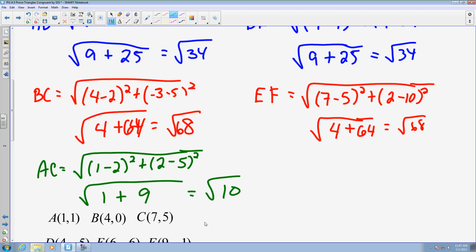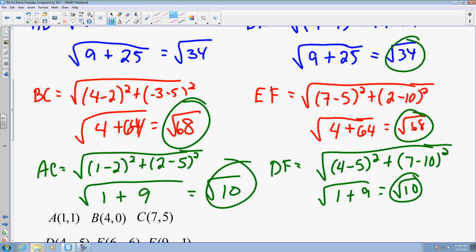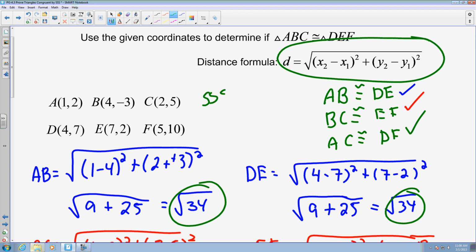And then finally, I'm looking at DF. Go over here. I write 4 minus 5 squared plus 7 minus 10 squared. I go 4 minus 5 is negative 1. Negative 1 squared is 1 plus 7 minus 10 is negative 3. Negative 3 squared is 9. Gives me the square root of 10. All of these corresponding sides are equal. So I can check that off. And yes, because of side, side, side, triangle ABC is in fact congruent to triangle DEF.